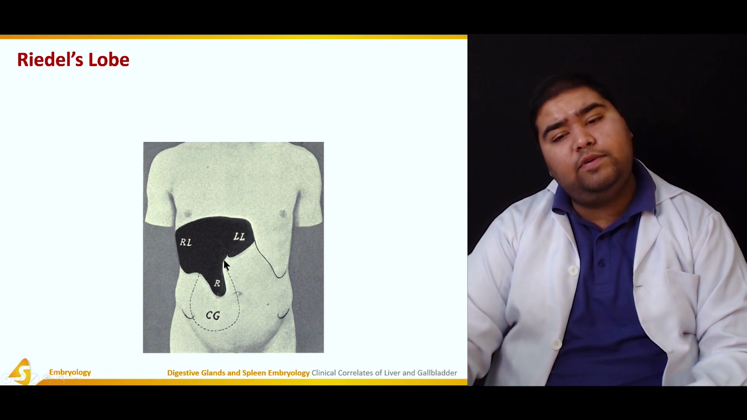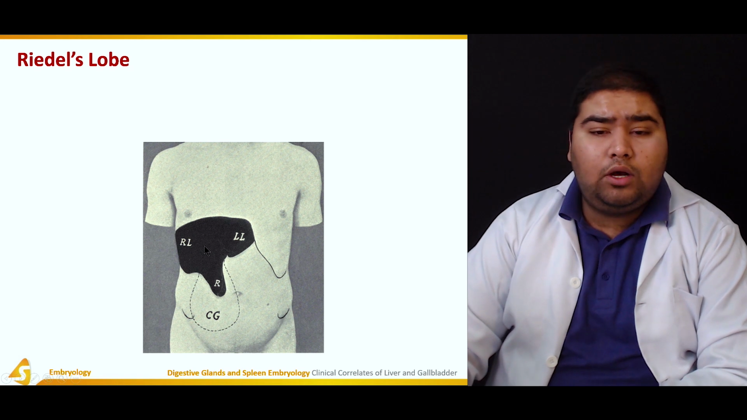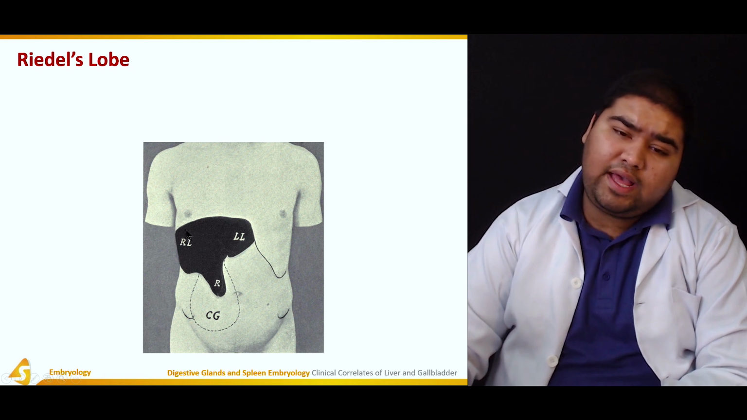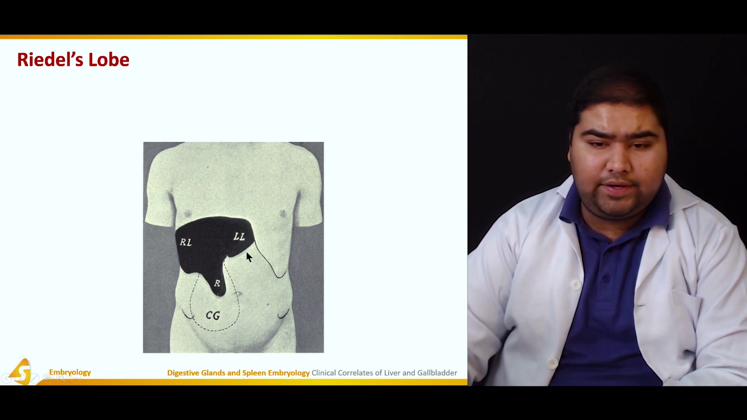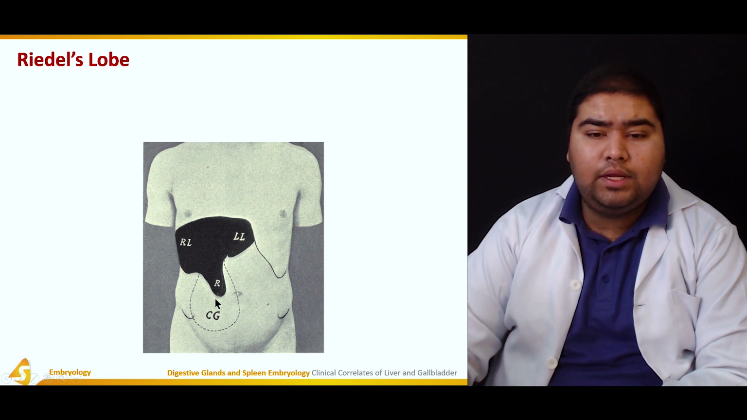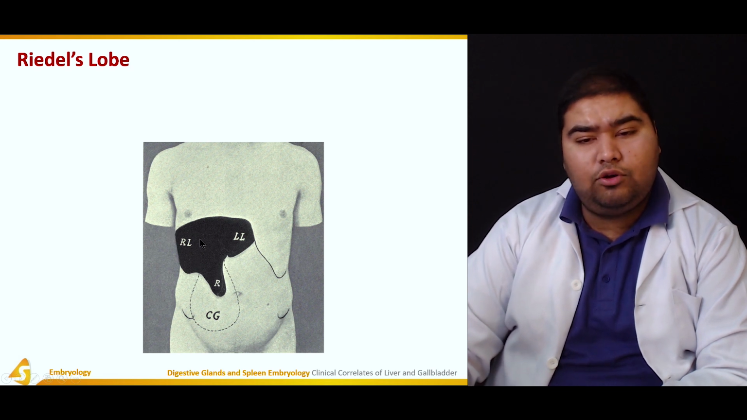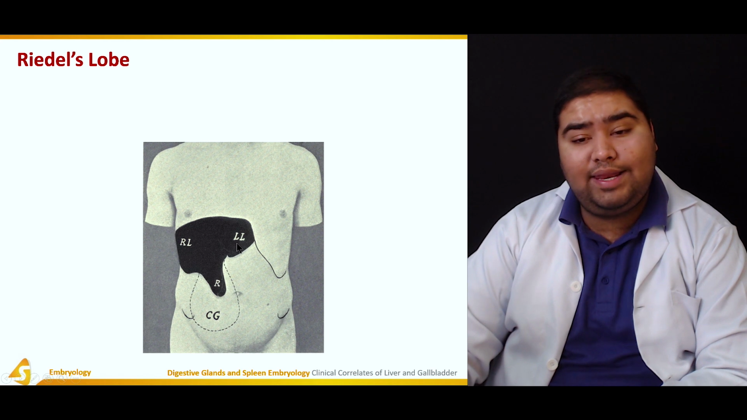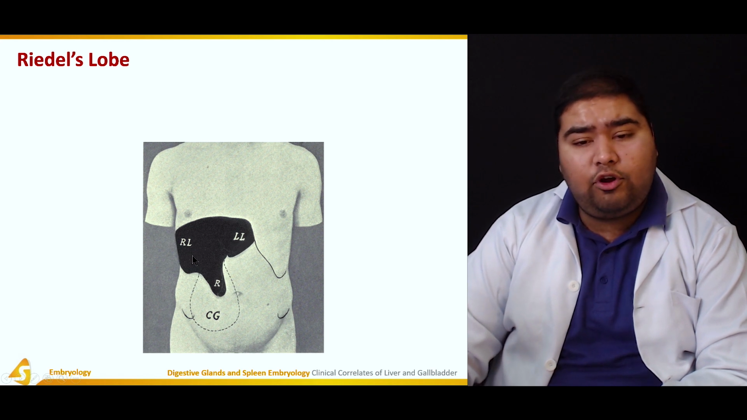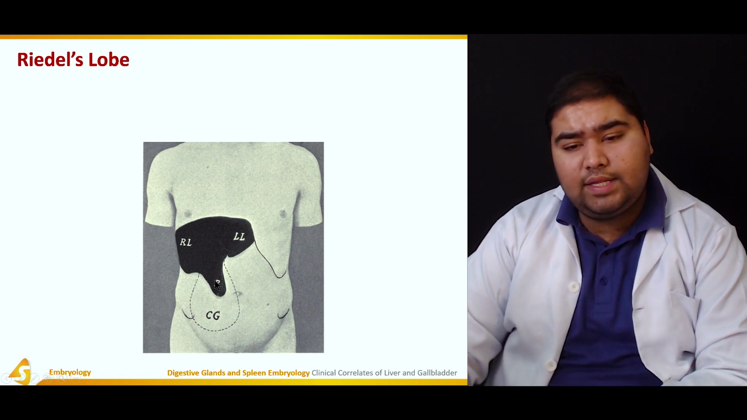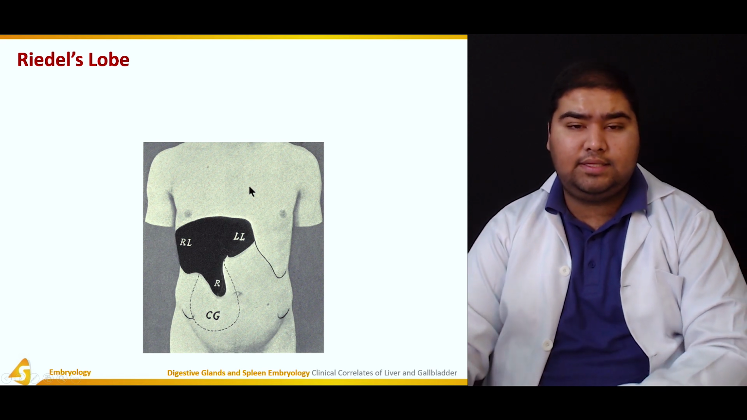Referring to the figure, on the right side of the figure we have a right lobe. This is the liver, this in black is the liver. On the right side we have the right lobe of the liver. On the left side we have the left lobe of the liver. From the right lobe of the liver, here you can see there's a tongue-like protrusion. This is known as the Riedel's lobe.